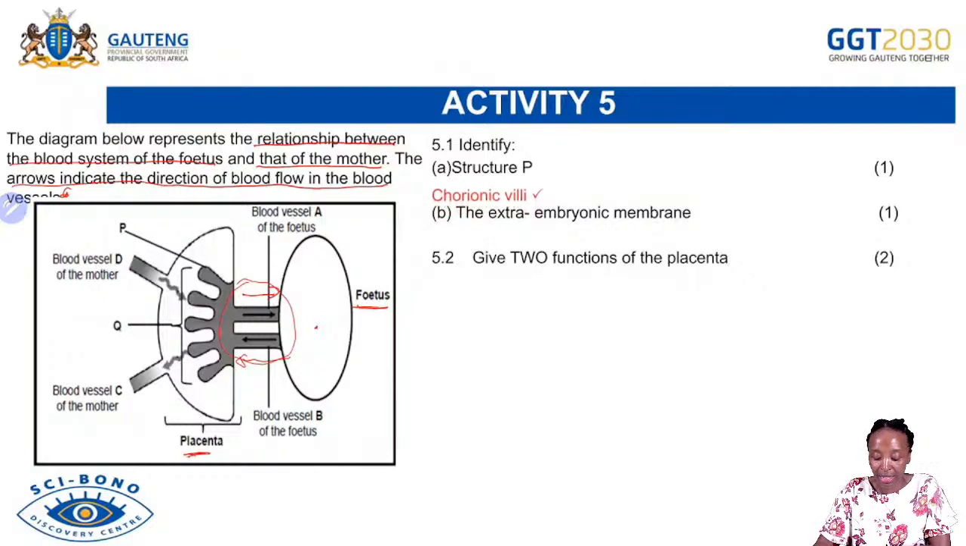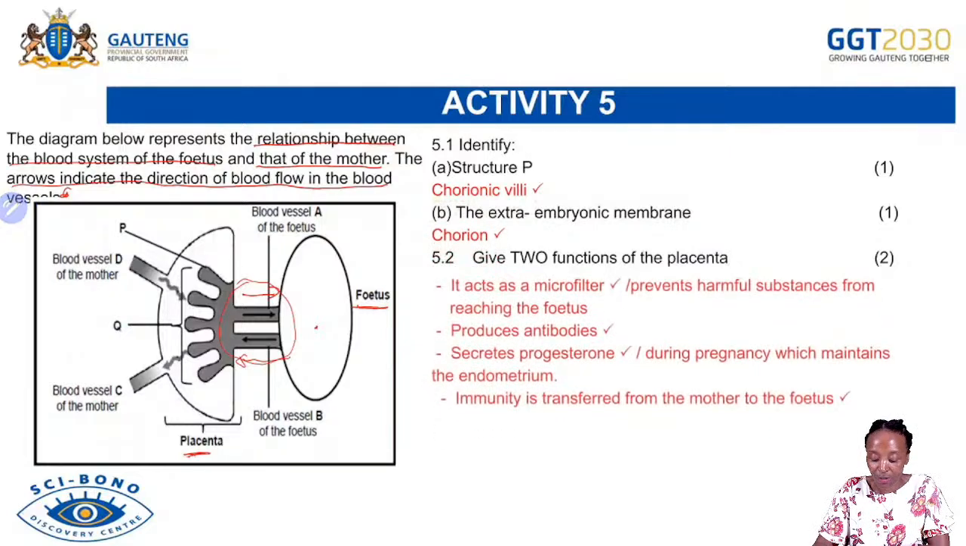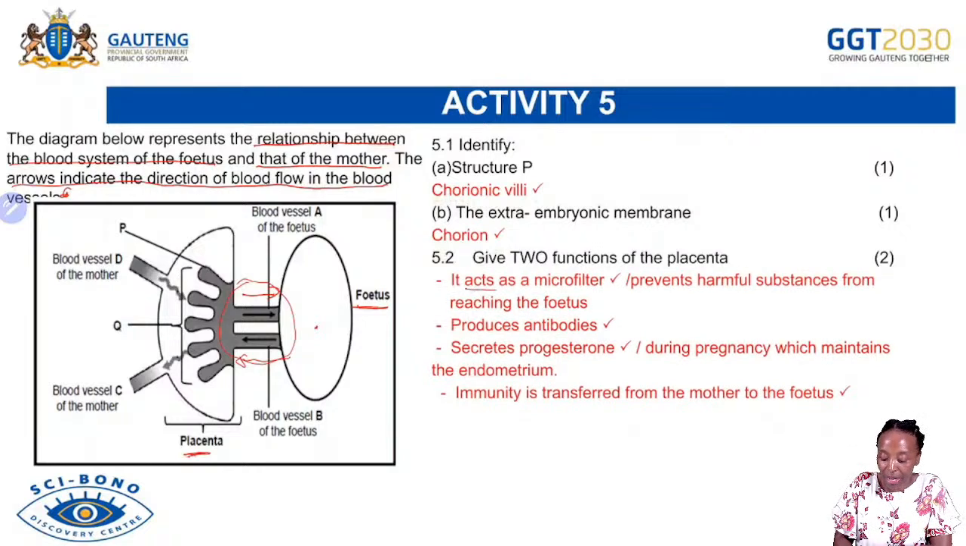So let's look at the answers. Chorionic villi, number 1, so we are correct. Chorion, extra embryonic membrane, and then the functions of the placenta: acts as a microfilter, prevents harmful substances from reaching the fetus, produces antibodies, remember the passive immunity that I discussed earlier, secretes hormones, which is progesterone that maintains the endometrium, also immunity that is transferred. So this is the same as that one, so it's just repeated twice.